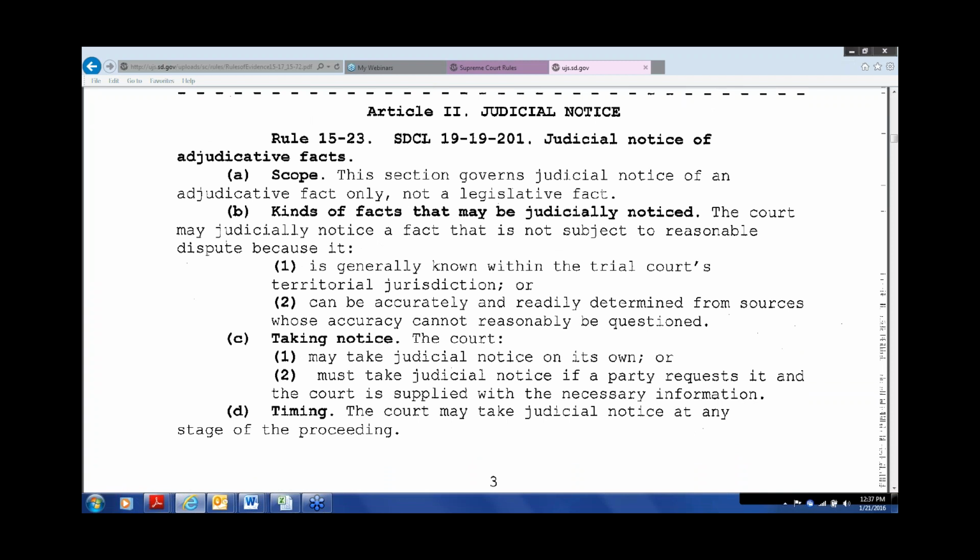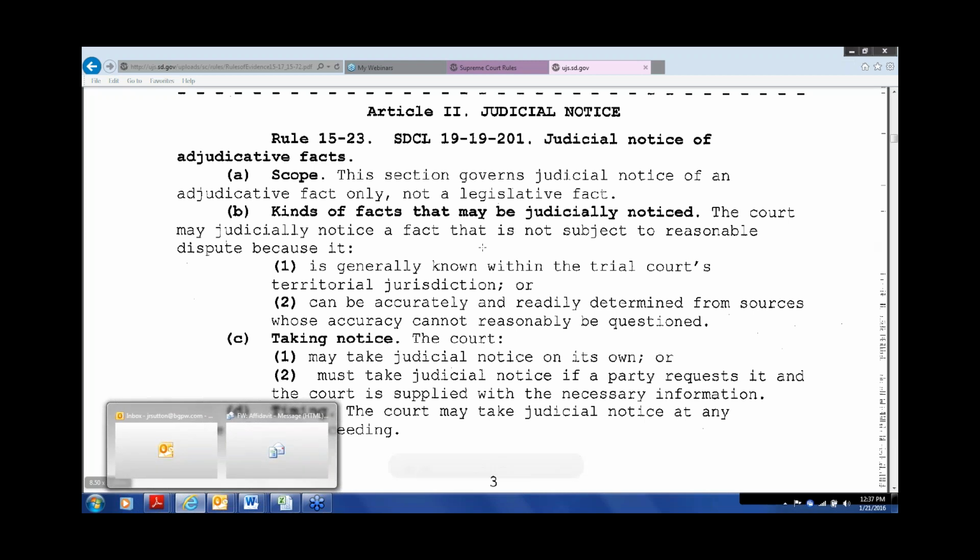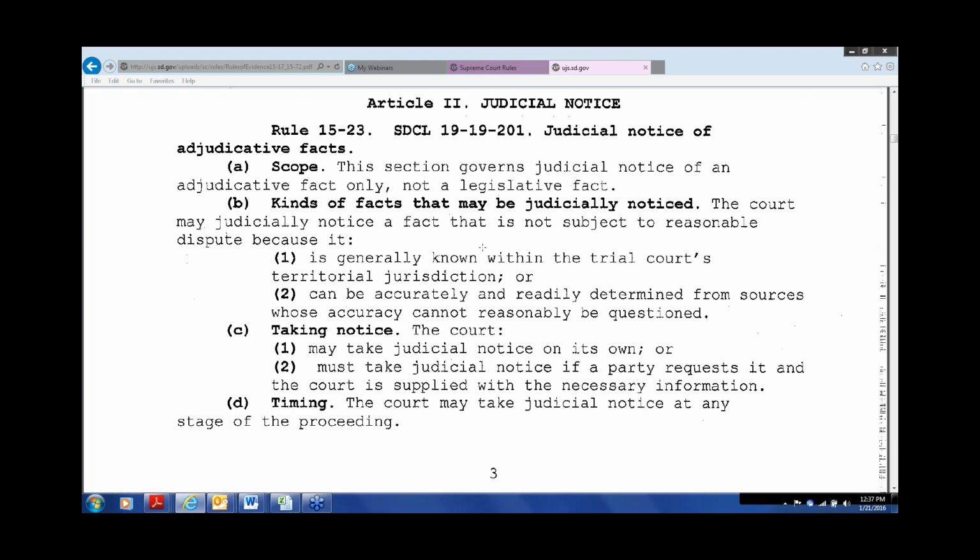That's not correct for a criminal case. And so that adjustment was made to the section dealing with jury instructions. Again, no one has ever had a problem with that, but I just want to point it out to you. Okay, so that's judicial notice, and it pretty much just tracks the federal rule now.